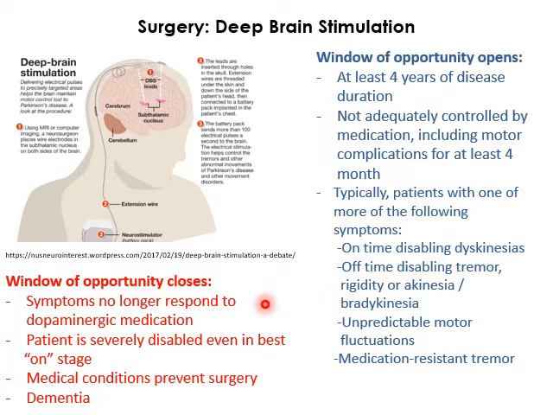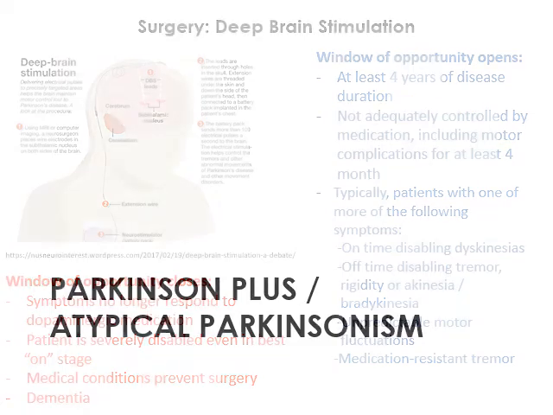The window of opportunity closes when the symptoms no longer respond to dopaminergic medication, when the patient is severely disabled even in the best on stage, when there are other medical conditions which prevent surgery, and when there is the presence of dementia. Let's now take a look at Parkinson's plus, or atypical parkinsonism syndromes.